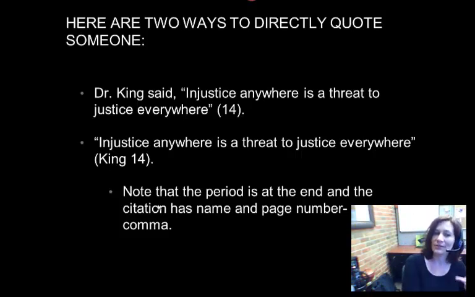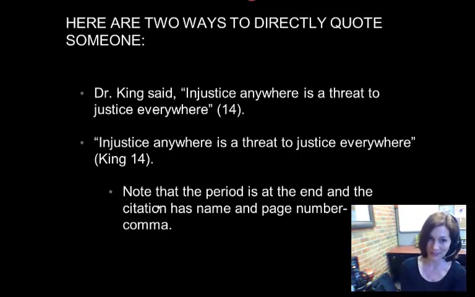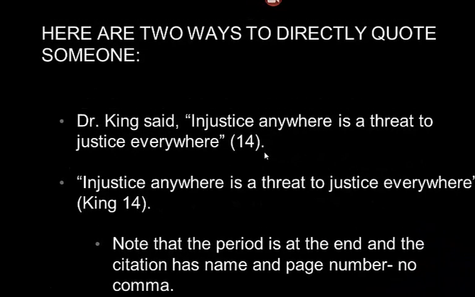So here are two ways to directly quote someone. Let's talk about Dr. King's letter from a Birmingham jail, which was one of my favorites. You can say, Dr. King says, open quote, injustice anywhere is a threat to justice everywhere, end quote, open parentheses, the page number, which is 14, close parentheses, and then the period. Putting the period at the end is really important. That's the technical end of the sentence, and that's where it needs to go.